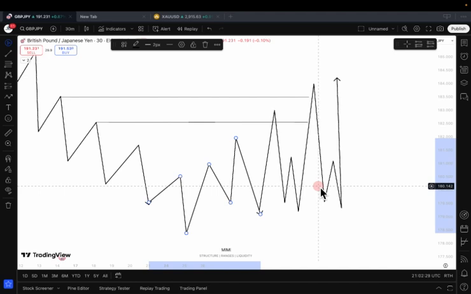Continuation model doesn't work on a ranging market. It only works on a trending market, uptrend, downtrend. This zigzag market in a row, it doesn't work. Okay, it does not work.